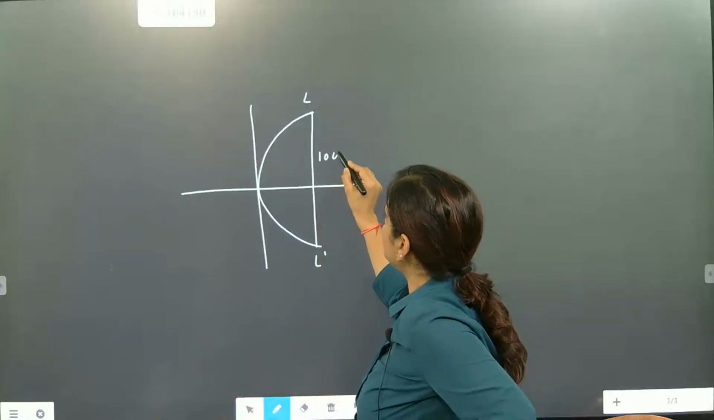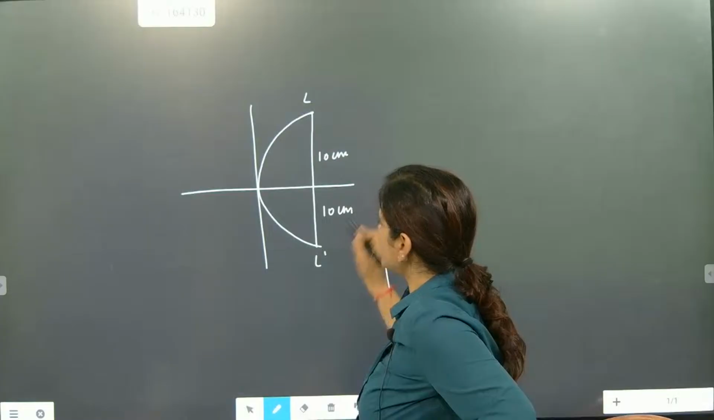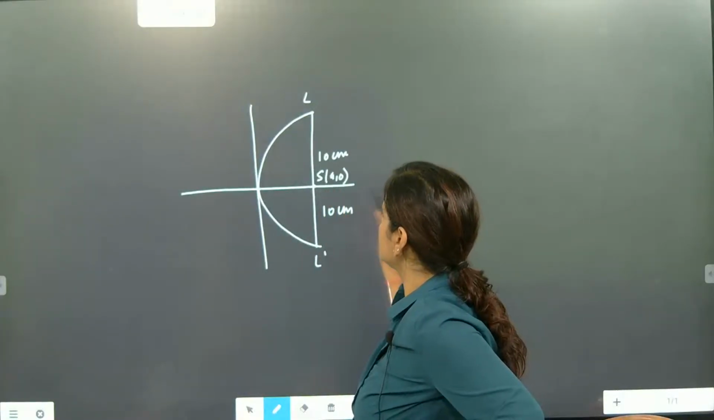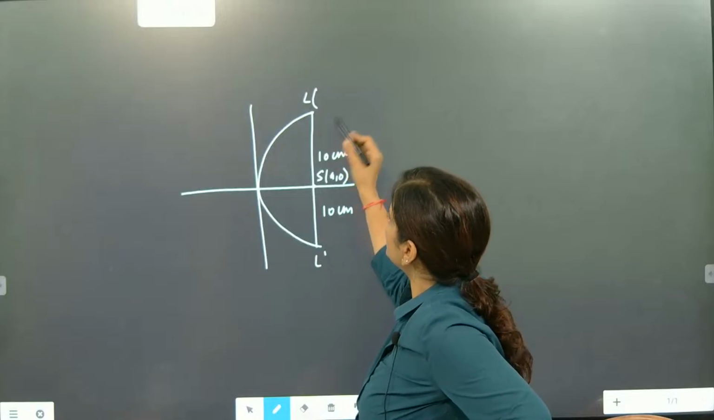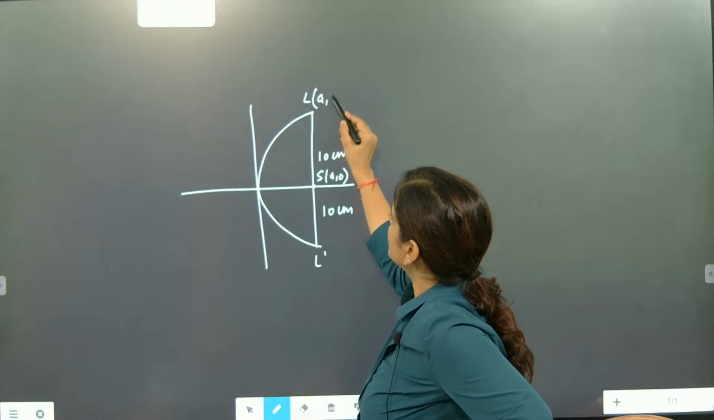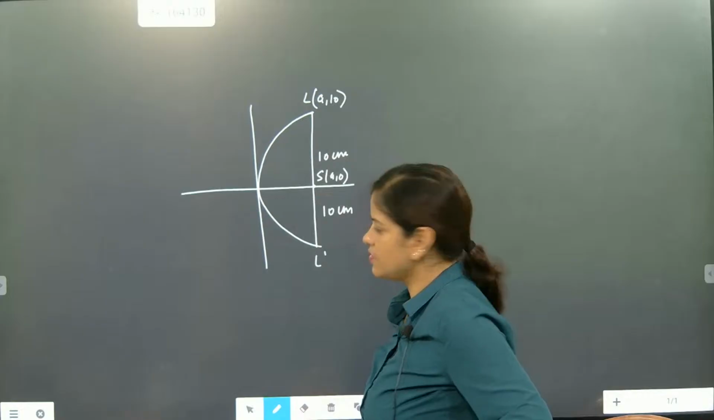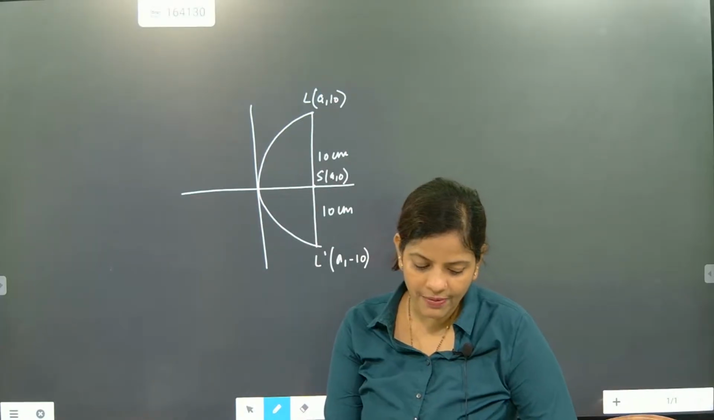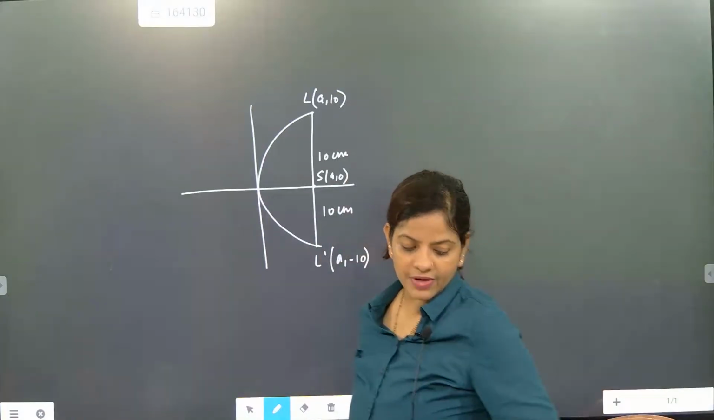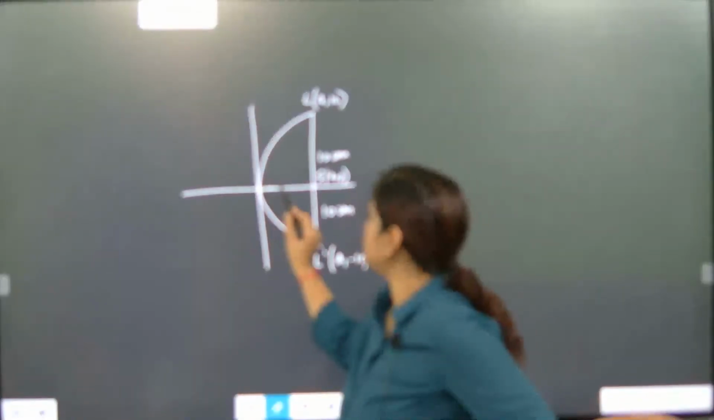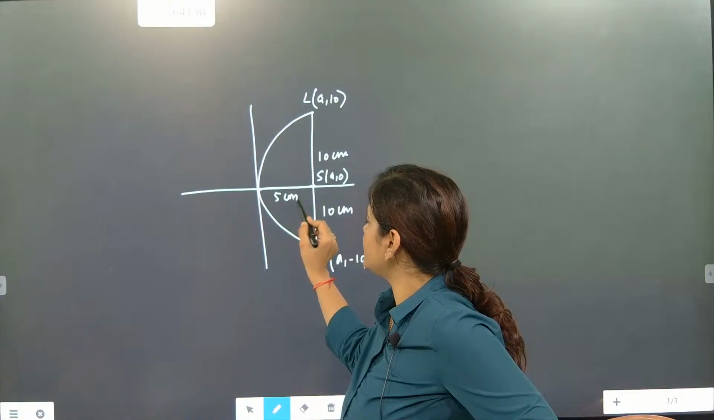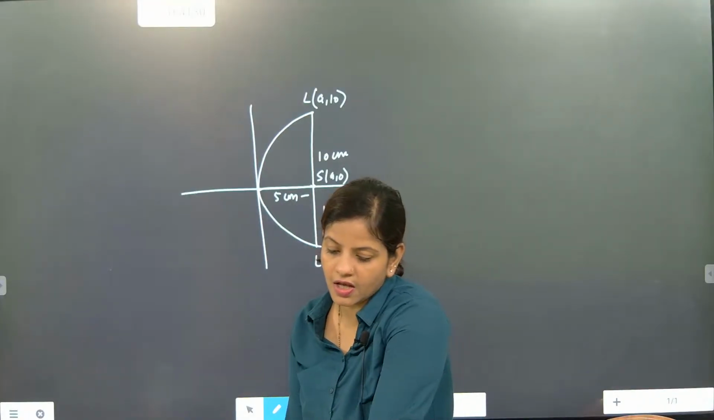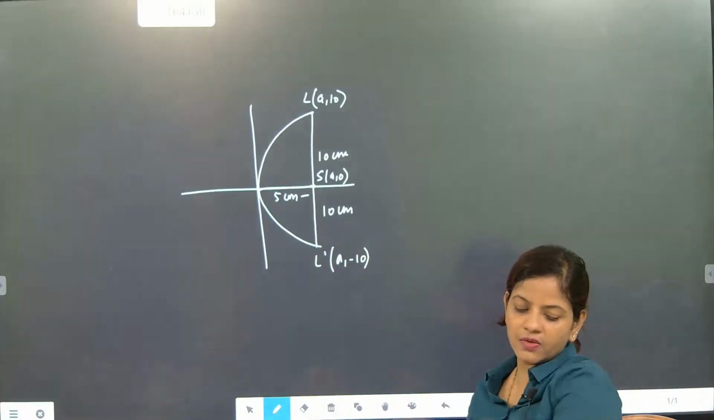This part will become 10 centimeter and this part will become 10 centimeter. And we know the latus rectum always passes through the focus. So this point will become (a, 10) and L dash will become (a, minus 10). This is exactly the parabolic reflector. Now it is 5 centimeter deep, so this depth is 5 centimeter. Now they are telling us to find its focus.